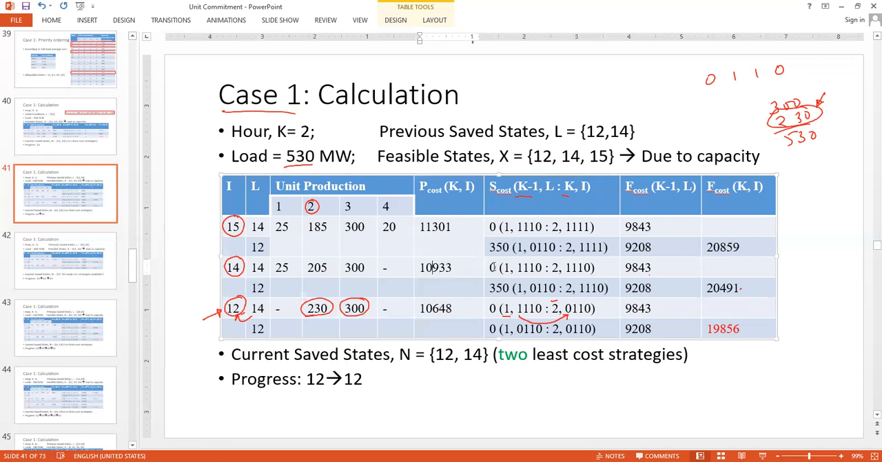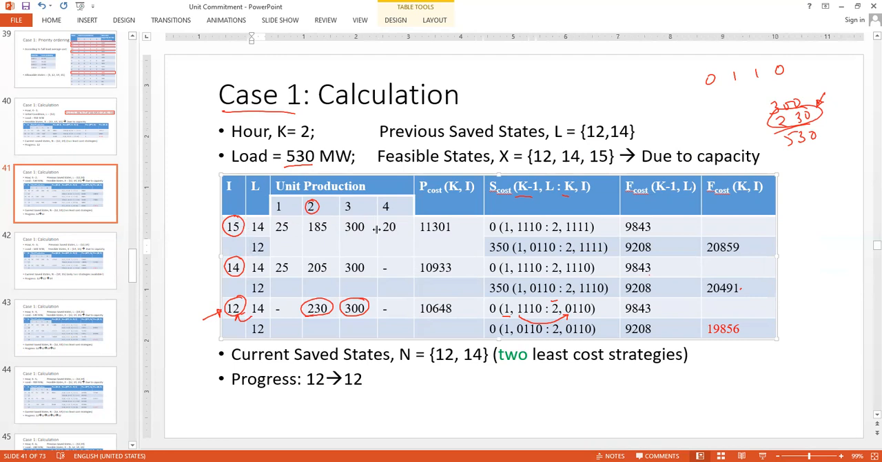Then you add up and check. If you add this plus this plus this, how much do you get? And if you add this plus this plus this, how much do you get? In this case, this one is lower when we compare the two values, which is not mentioned here, of course. So we pick the minimum among these two strategies. Similarly, we do it for the transition from 12 to 15.